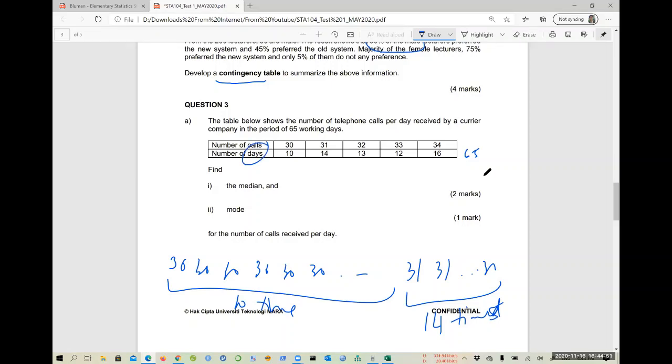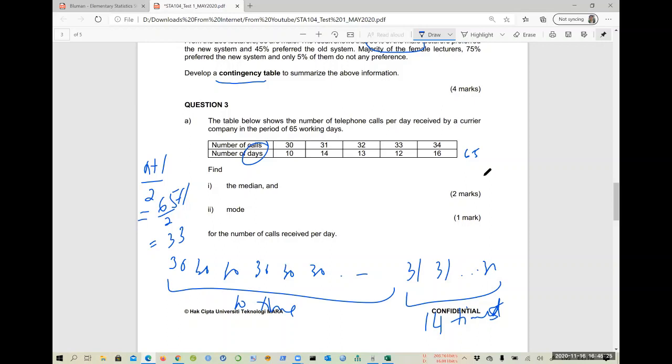So the question asks you right now, what is the median? As usual, you need to find the median location. Remember, the median location is simply equal to n plus 1 divided by 2. So this gives you 65 plus 1, so 66 divided by 2. So you're going to get 33.